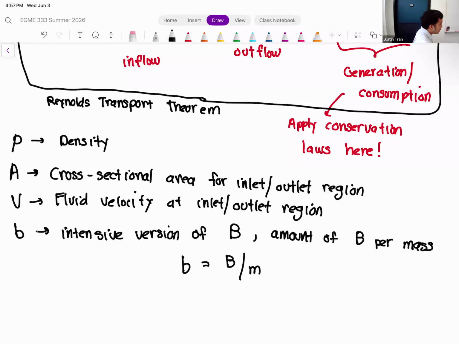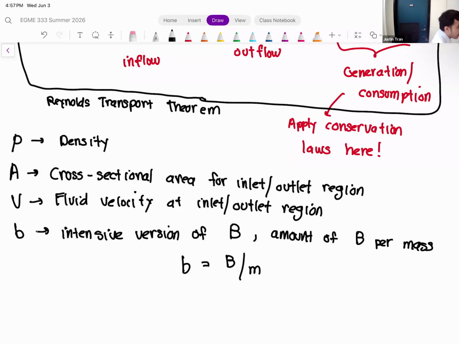So that's generally the idea of Reynolds transport theorem. If you have some kind of property that you want to analyze within a control volume, you just apply Reynolds transport theorem to it and compute each of the terms. That will give you an equation that you can use to analyze your system.